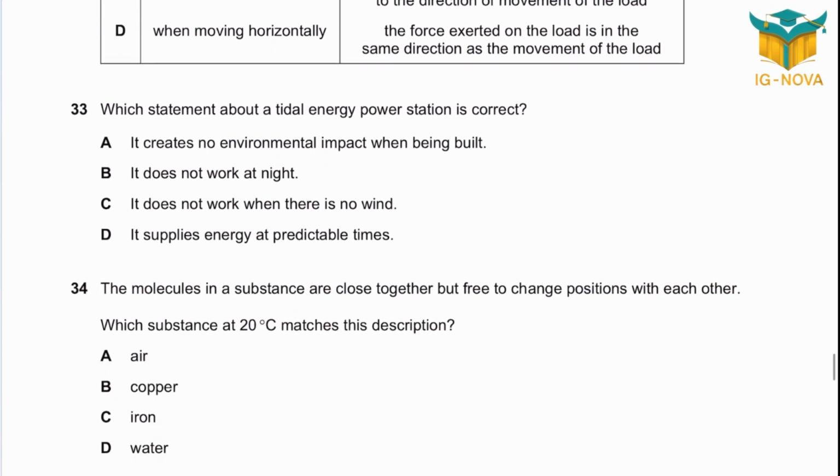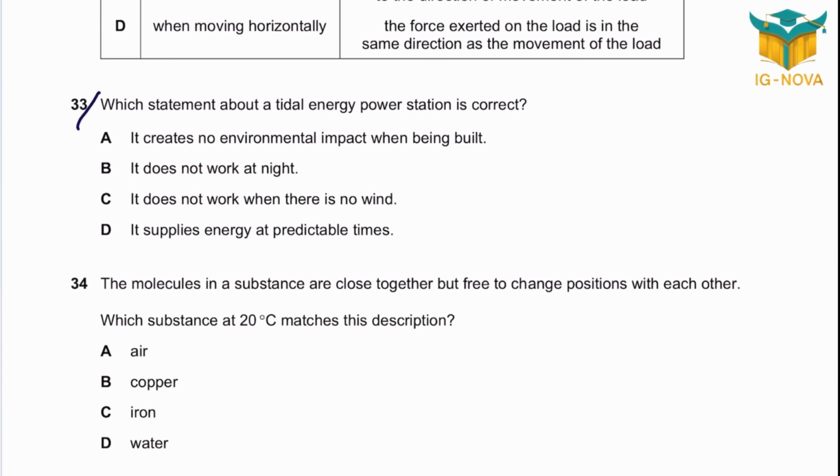Question 33. Which statement about tidal energy power station is correct? For a tidal power station, it creates no environmental impact. When being built, nothing has no environmental impact. Any human act has environmental impact, so it cannot be A.